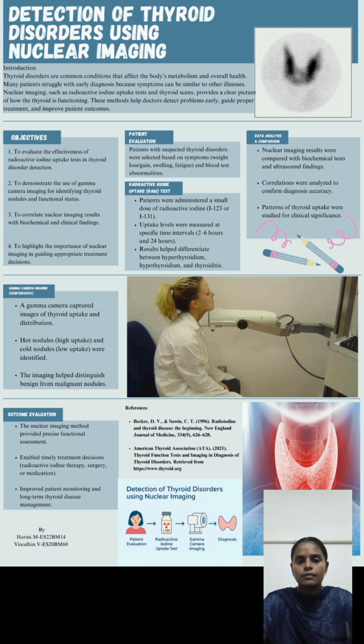Finally, evaluation and patient outcomes involve patient monitoring with real-time analysis and yearly assessment of thyroid reduction. And finally, the detection of thyroid disorders using nuclear imaging means first patient evaluation, then the radioactive thyroid uptake test and gamma camera imaging.